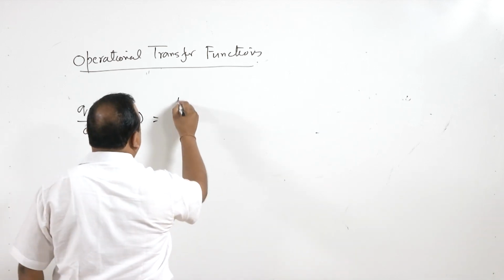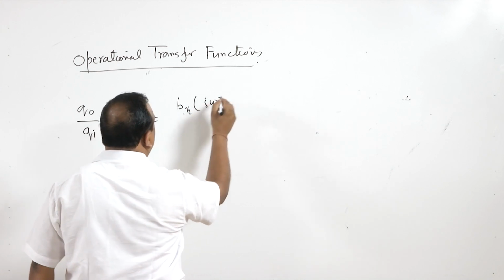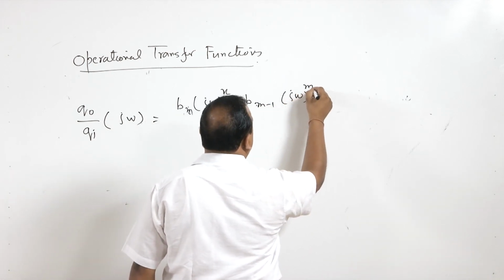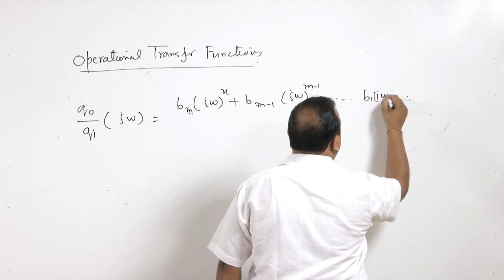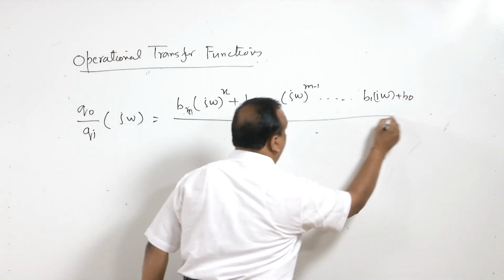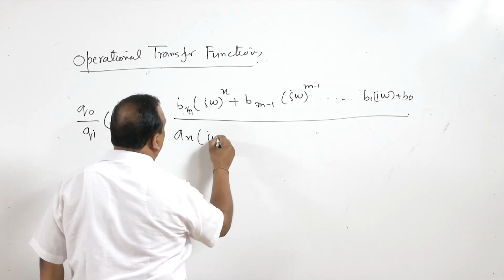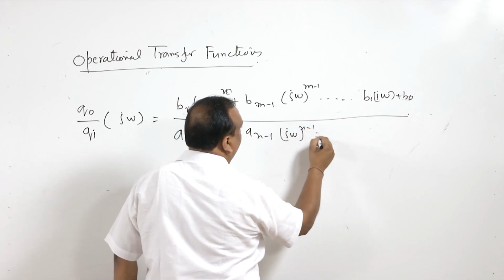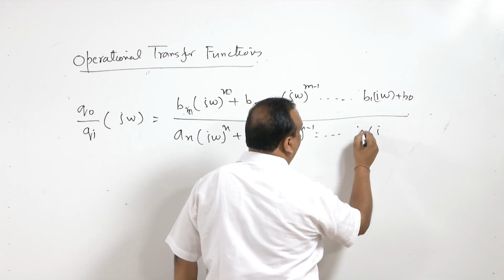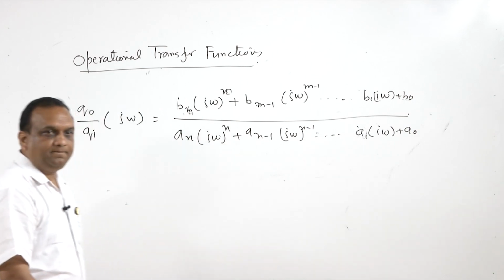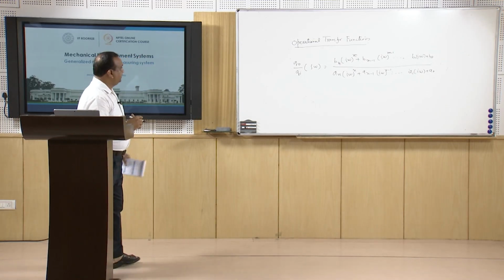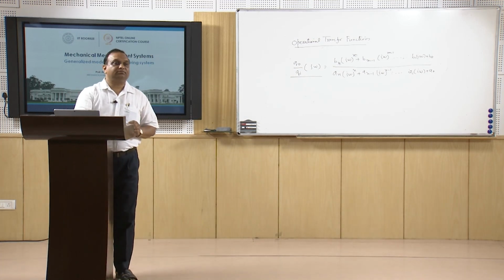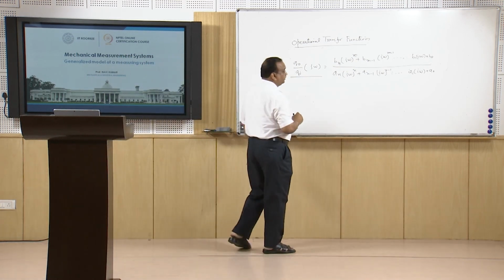And it is equal to (Bm I omega m plus Bm minus 1 I omega m minus 1 and so on, plus B1 I omega plus BO) divided by the input, that is (An I omega n plus An minus 1 I omega n minus 1 and so on, plus A1 I omega plus AO). So this is how a transfer function is expressed for sinusoidal input, because when we come across measurements, there are many instances when we have sinusoidal input to the instrument.